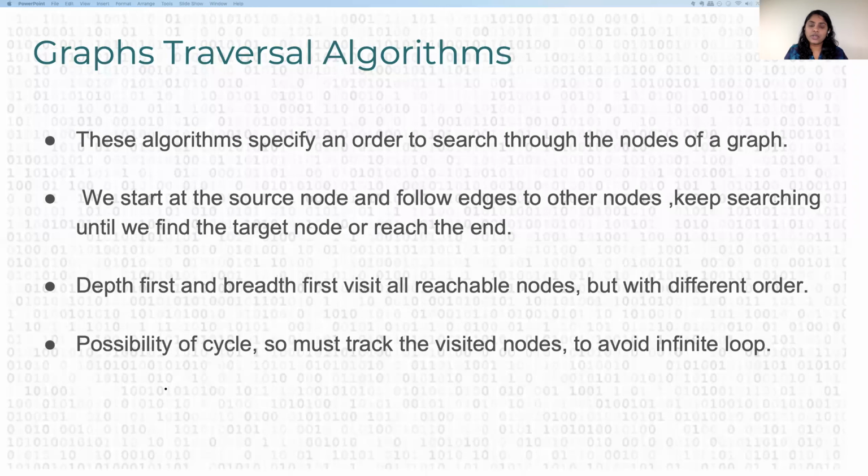We start with one node and then follow all the paths and try to visit other nodes in that graph. And we keep doing that until we find the target node or we reach the dead end. While doing this kind of traversal in a graph, there is a possibility of cycles, like we keep visiting the node that we already visited. So it's important to track the nodes that we have already visited to avoid the infinite loop with the traversals. So we always have to track the visited nodes in a set or a list, and that helps to avoid going in loops.